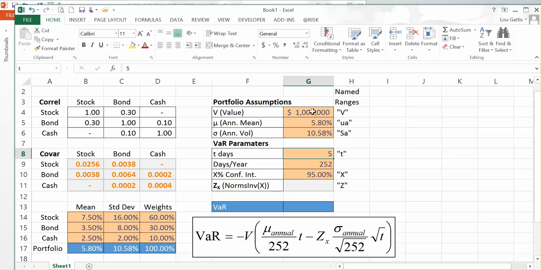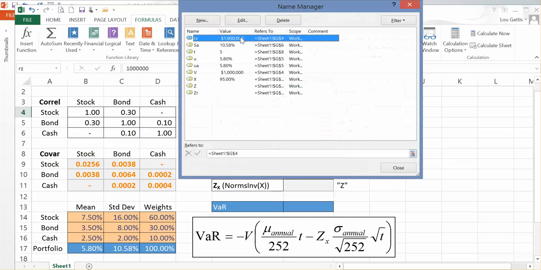So I'm going to put some named ranges in here. I'm going to make this V. Well, looks like that's not working. Let me go change that named range. Name Manager. I'm going to delete this one.